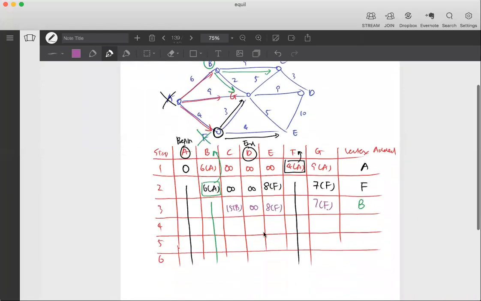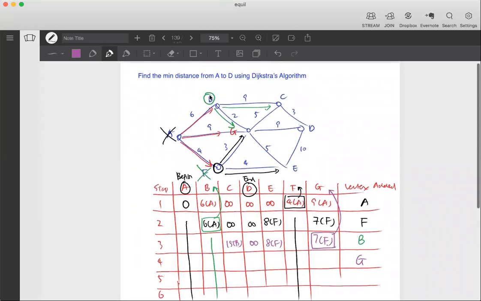Now let's look at our smallest number, which is 7F. Then we know which vertex we add: we're going to add vertex G. When we add vertex G, we already used B, so make sure you go back to the graph and delete B. So what is G adjacent to? G is now only adjacent to C, D, and E.